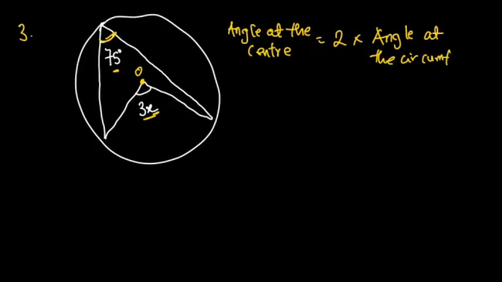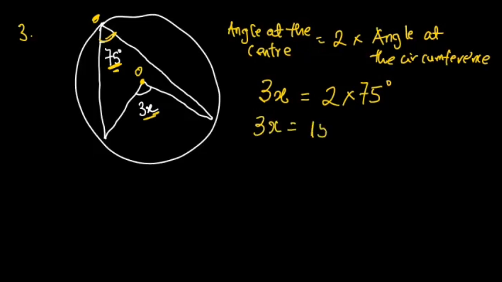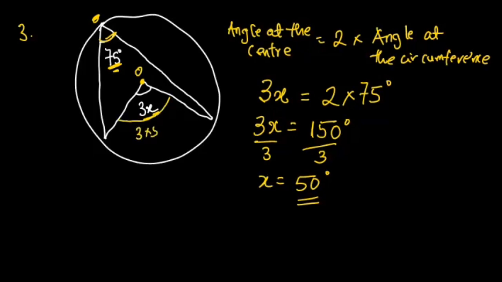So now what do we have in this case? We have that the angle at the center is 3x. That's 3x is equal to 2 times the angle here at the circumference, which is 75 degrees. So 2 times 75 is equal to 150 degrees. So when we divide both sides by 3, this should give us 50 degrees. So the answer to this question, x, is 50 degrees. But the angle at the center should be 3 times x, which is 50, and that will give us 150 degrees.